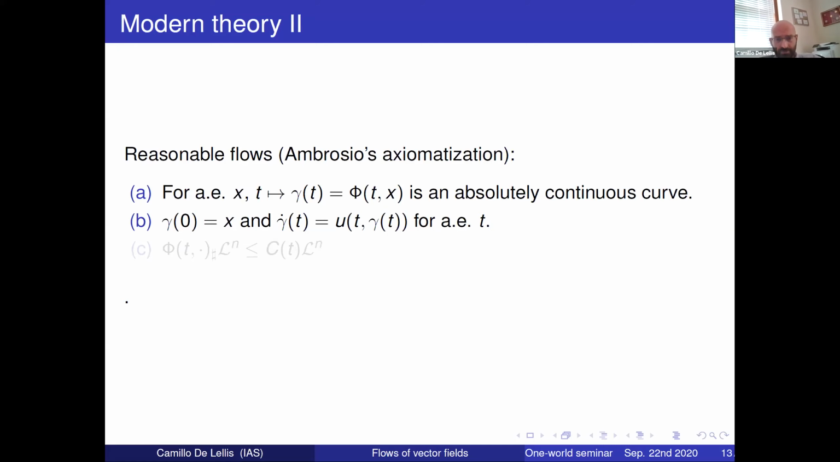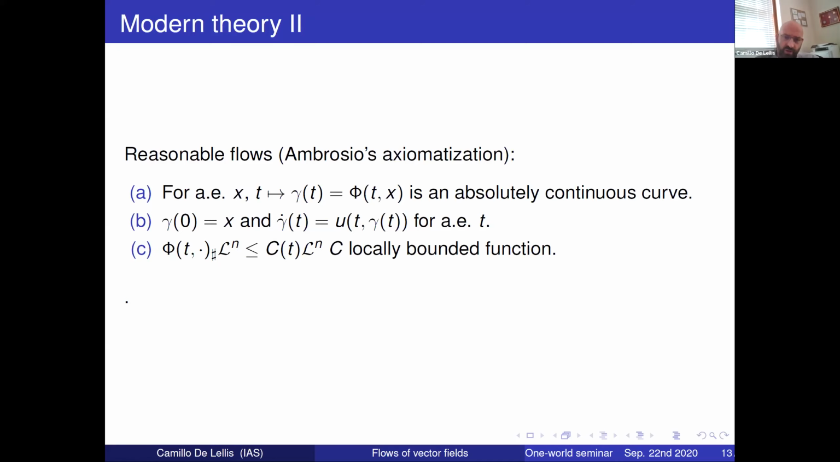Okay, so far so good, but then there is a third axiom, which you see over here: the push forward of the Lebesgue measure is absolutely continuous with respect to the Lebesgue measure, and it's controlled by a constant which might depend on time, but is not allowed to depend on space. So you see over here this thing.